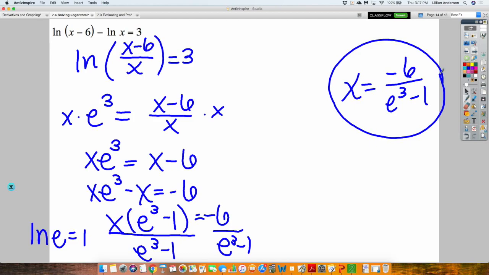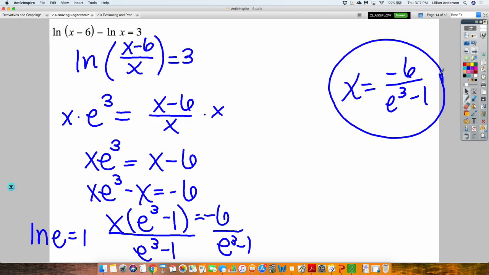We're trying to solve for x. That's the variable. We subtract the x over, and we factor it out. You cannot combine x e to the third minus x. Once we factor out, we're able to divide, and yes, that is our answer. Remember, e is a number. Questions?